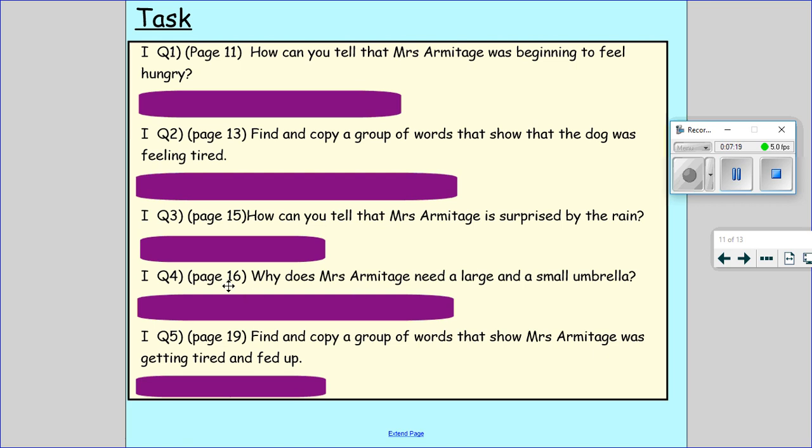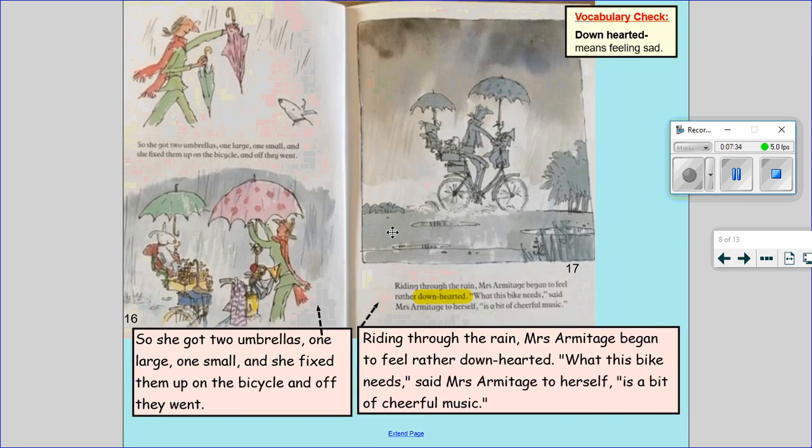Page number 16, question number 4. Why does Mrs. Armitage need a large and a small umbrella? Why does she need both? And remember, this is a picture book, so there's a little bit of a clue. So the pictures add to the text. So why does she need 2 umbrellas, one big and one small? Why does she need them?